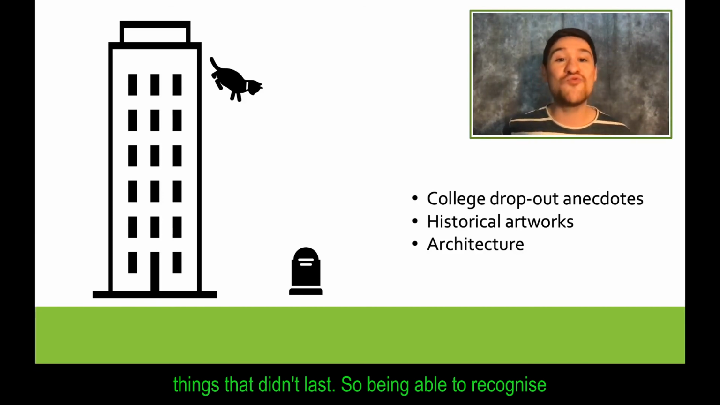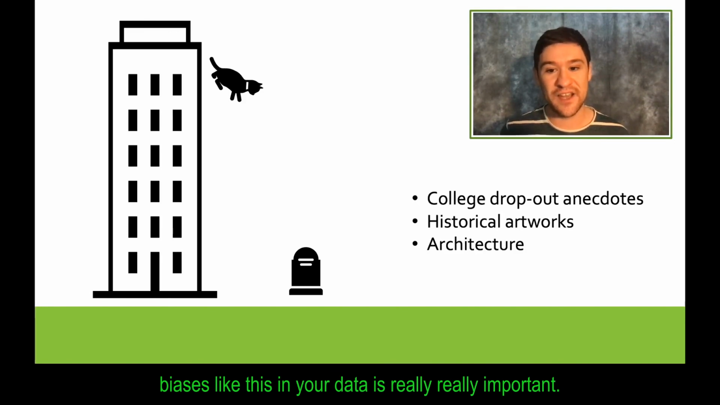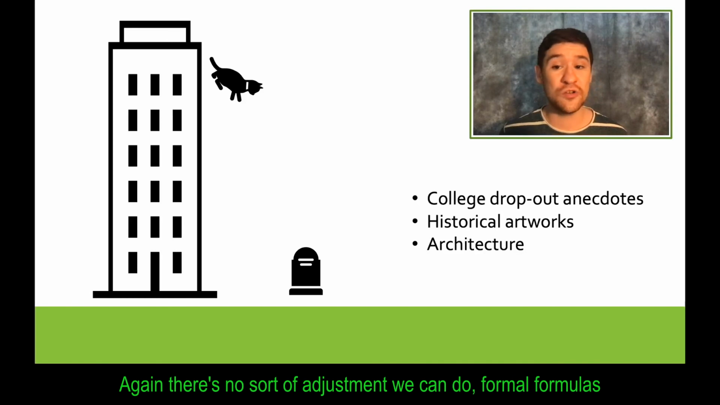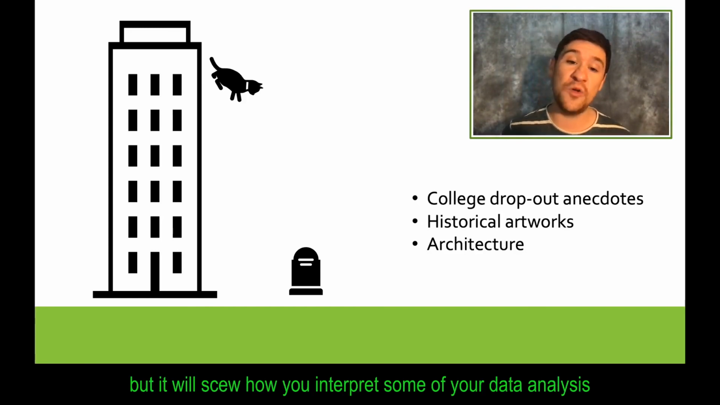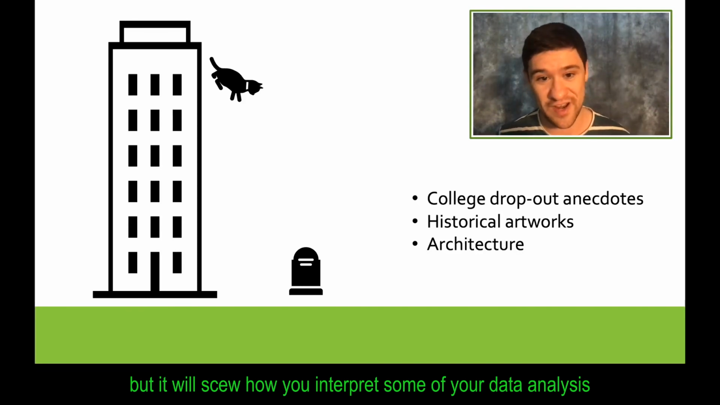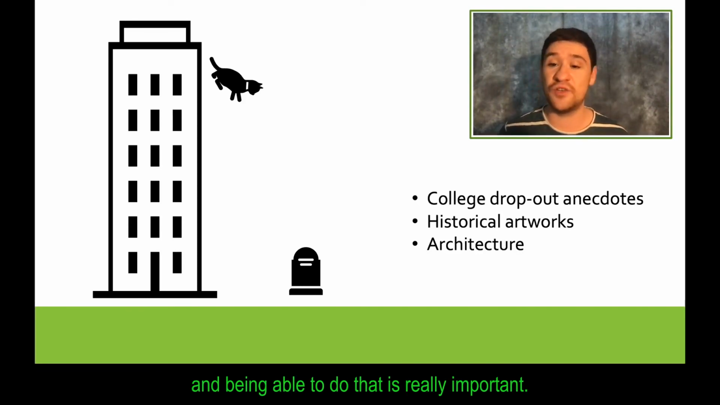So being able to recognize biases like this in your data is really, really important. Again, there's no sort of adjustment we can do, no formulas we can plug into our data to get rid of these biases, but it will skew how you interpret some of your data analysis, and being able to do that is really important.